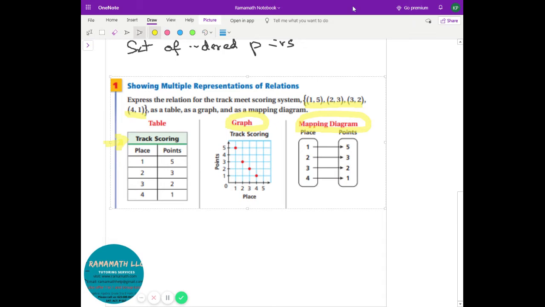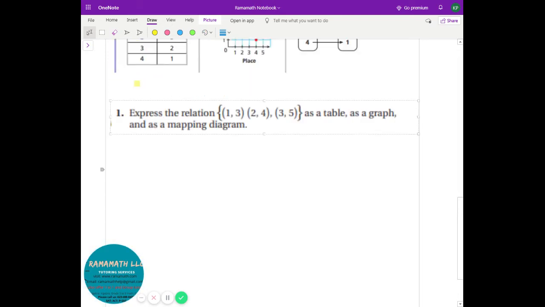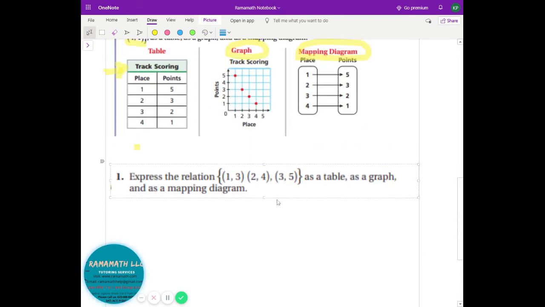For example, if you look at 1, 5, this is x is 1, y is 5. If you plot the point, x is 1, y is 5. You see that? There are different ways you can represent a function: ordered pairs, table, graph, and mapping diagrams. Write this one down in a table, graph, and mapping. Try that one because the ordered pairs are given to you.